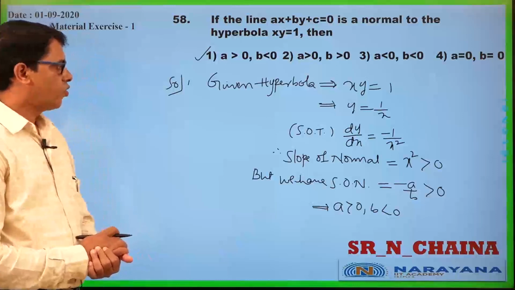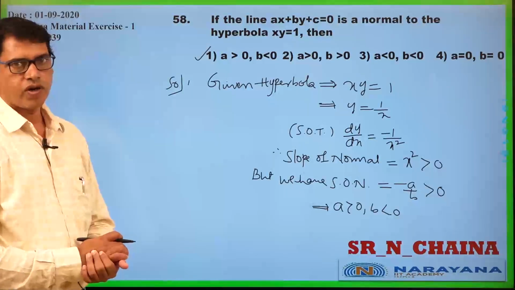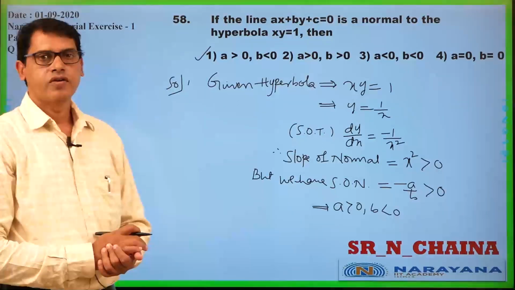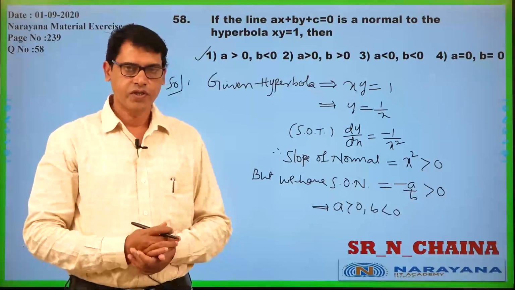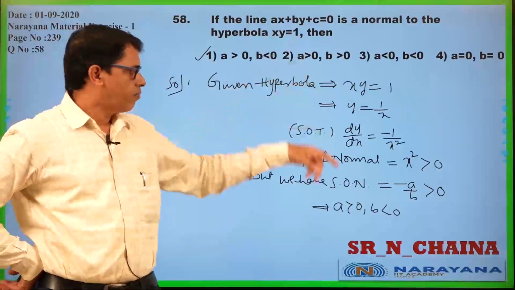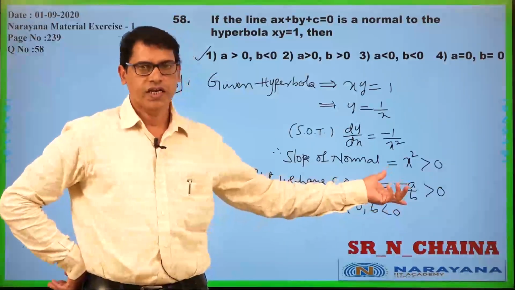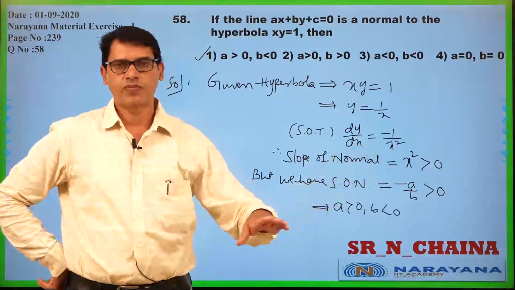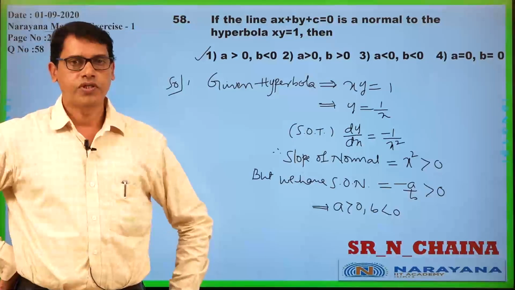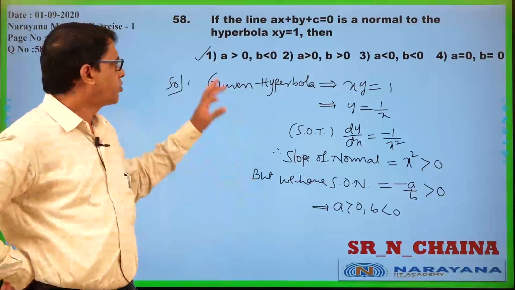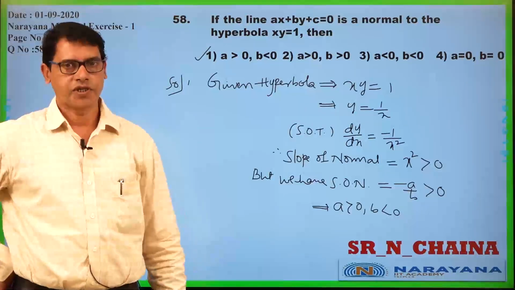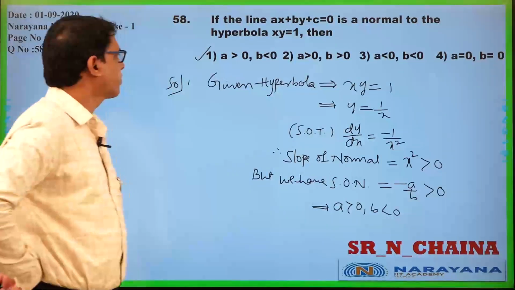First we find the slope of the tangent, then the slope of the normal. From this normal I got the condition. What is the condition? The slope of the normal is positive. So what is the slope of the normal? Minus a upon b. So minus a upon b is positive. When is it possible? Both must possess opposite signs. Means option 1 is the right option. Option 1 is the right option. Clear?